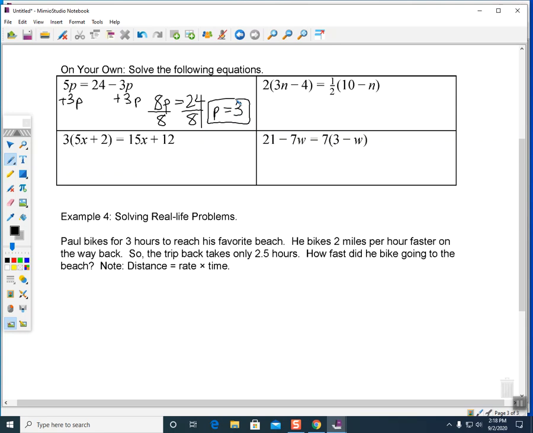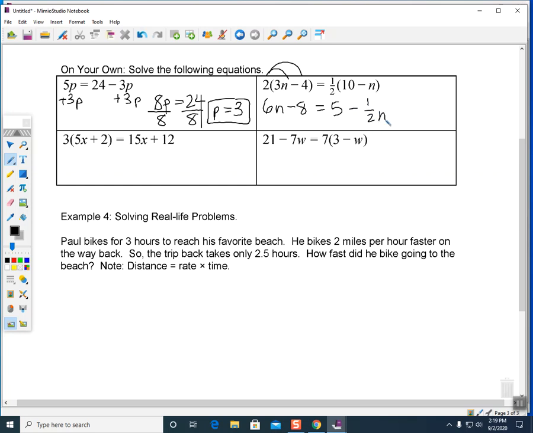All right. Next one, I need to start by distributing, right? So I'm going to distribute my 2 to my 3n and to my 4. So 2 times 3n gives me a 6n. 2 times 4 is 8. Keep my minus sign. Half of 10 is 5. And then 1/2 times n, I'll keep my minus sign, is 1/2 n.